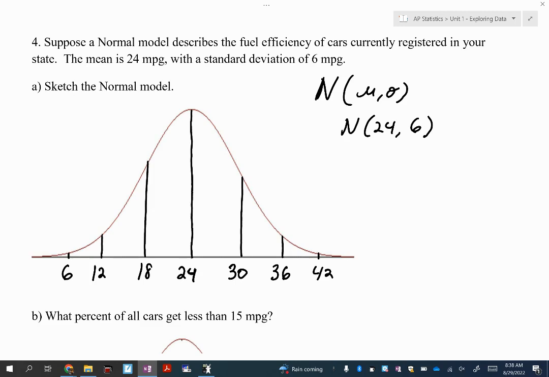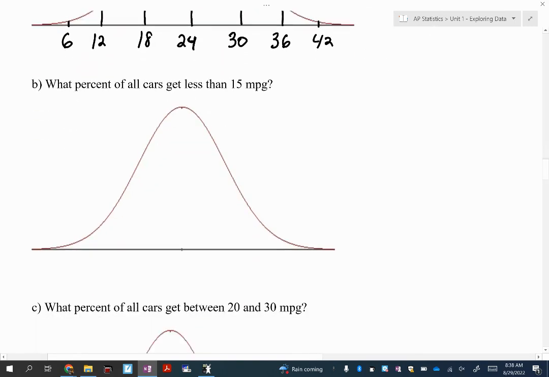So again, we'll answer it later on in this question, but if you're somewhere in between 6 and 42, technically, according to the model, you don't have an unusual fuel efficiency. But if your car gets less than 6 miles per gallon or above 42 miles per gallon, then that would mean that you have an unusual car in terms of fuel efficiency. Okay, so let's try letter B.